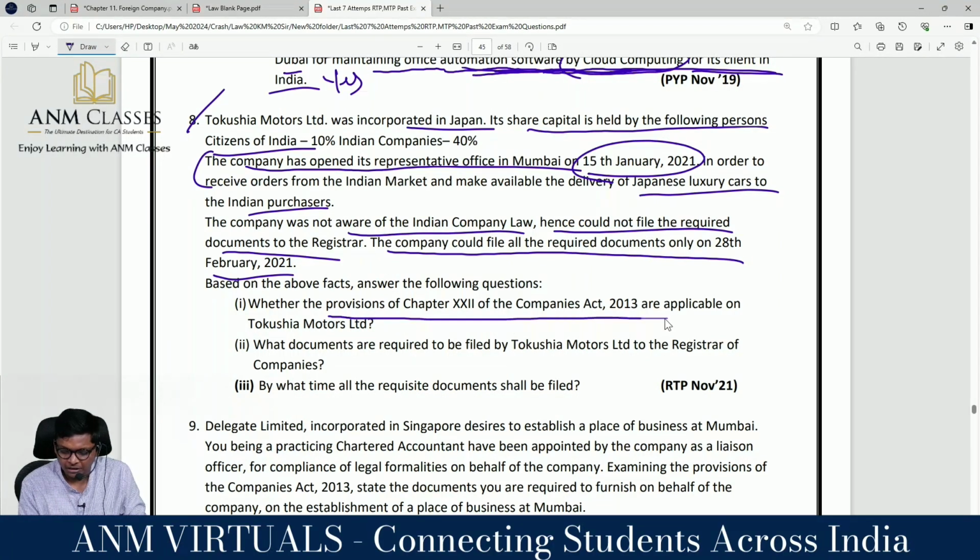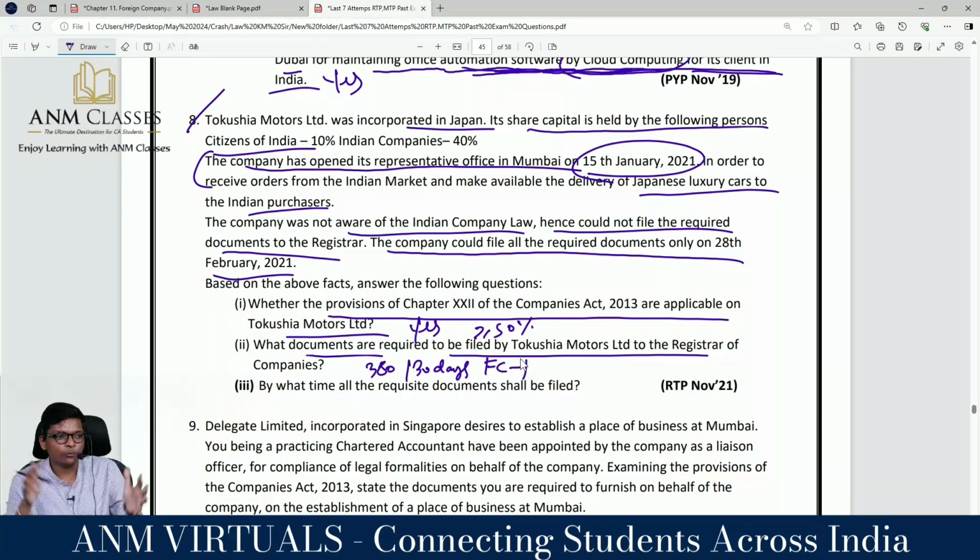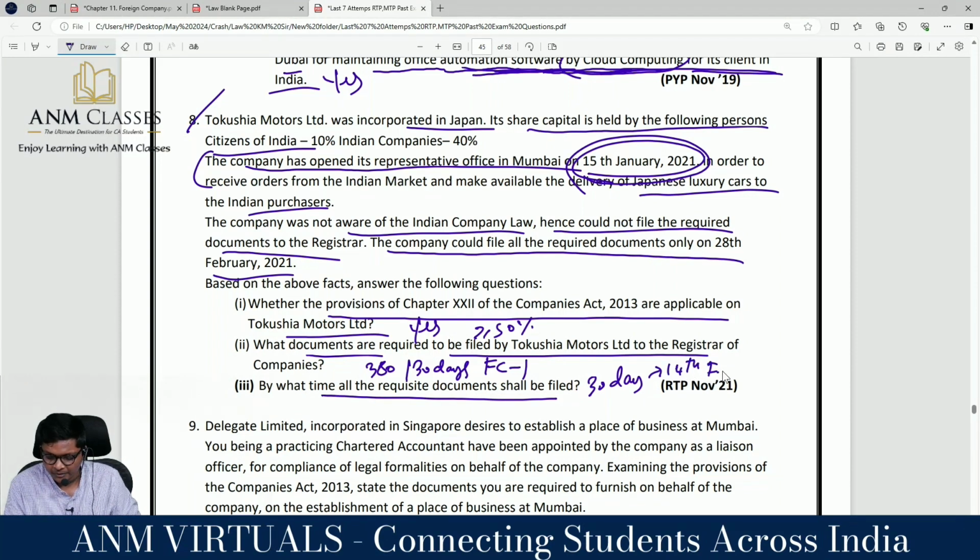Whether the provisions of the chapter are applicable to Tokushi? Yes, because it is more than or equal to 50%. Provisions are applicable to Tokushi. What documents are required to be filed? Section 380. File within 30 days in form FC1. What documents? MOA, AOA, address, details of directors, passport, all of that. Remember in 380, guys, those documents. By what time should all be filed? 30 days. So you file by the exact date. From 15th Jan, 30 days comes to what day? 14th Feb. How many marks?